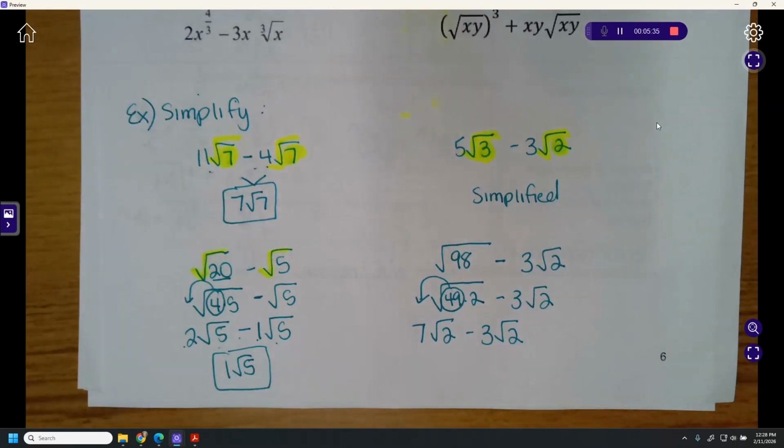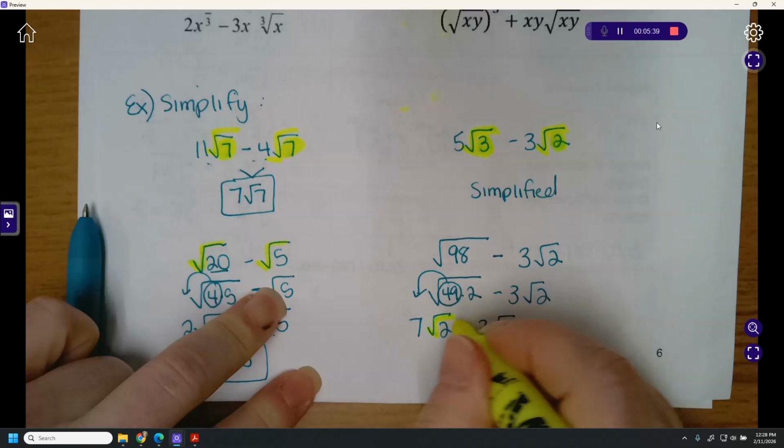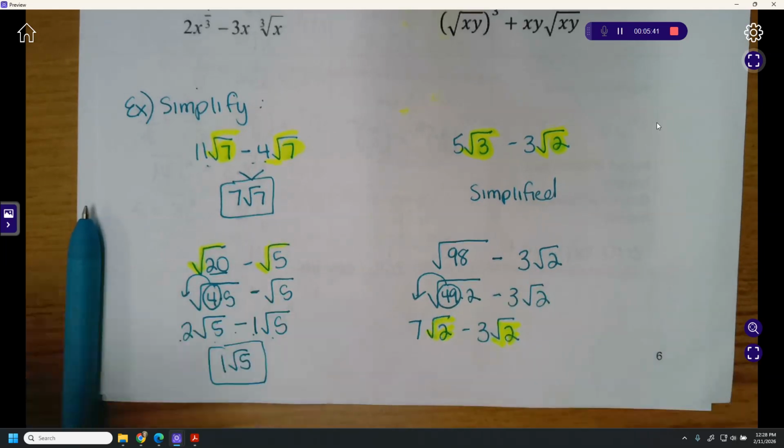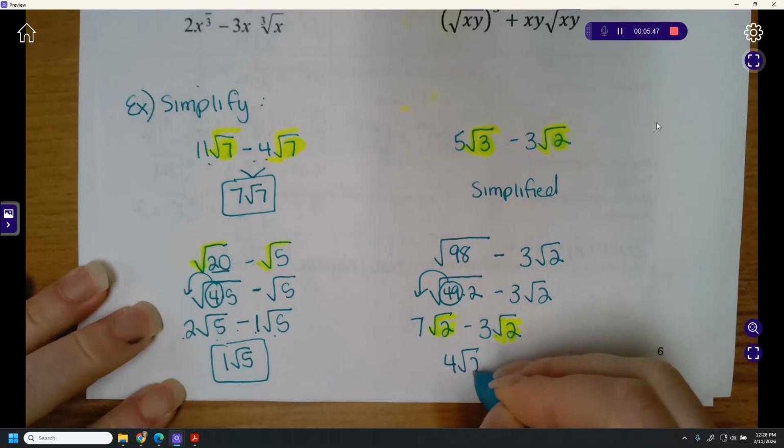At this time, I have the radicands, square root of 2, square root of 2. The radicals are exactly the same form. 7 take away 3 would be 4 times the square root of 2.